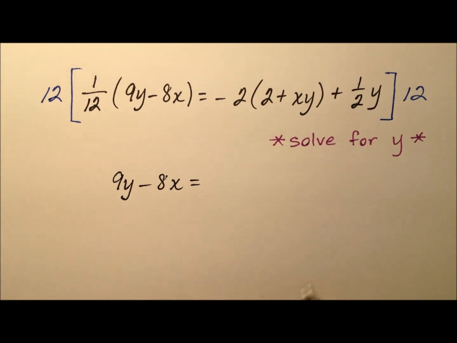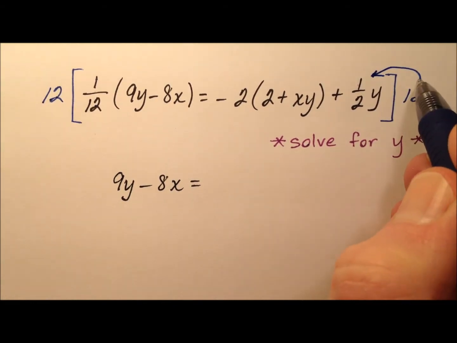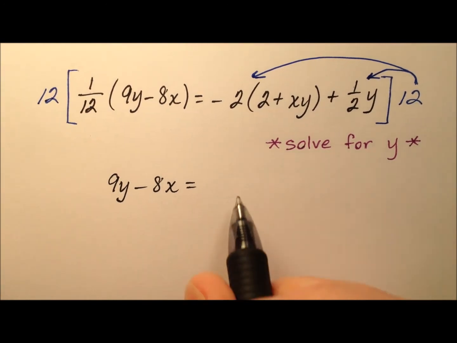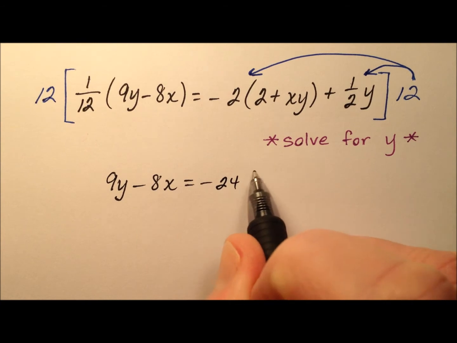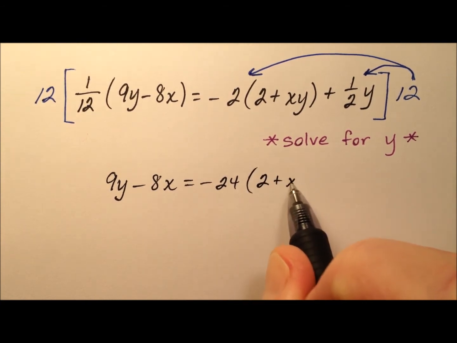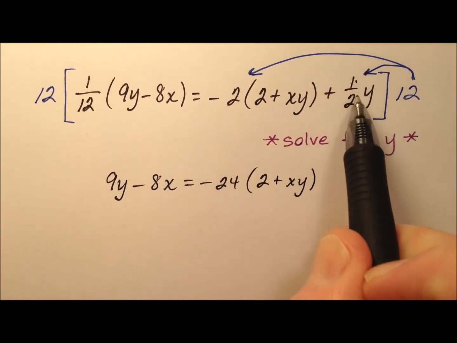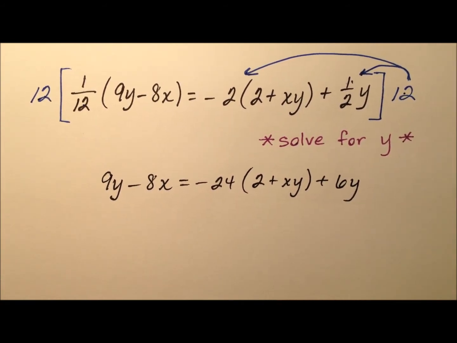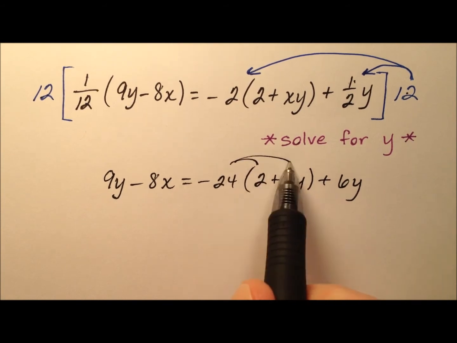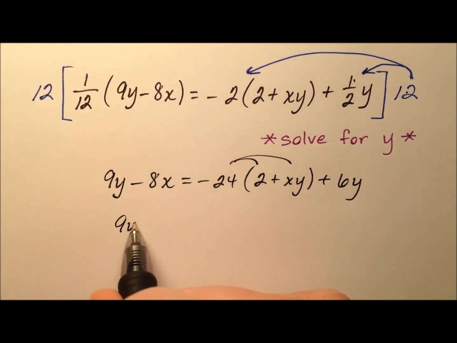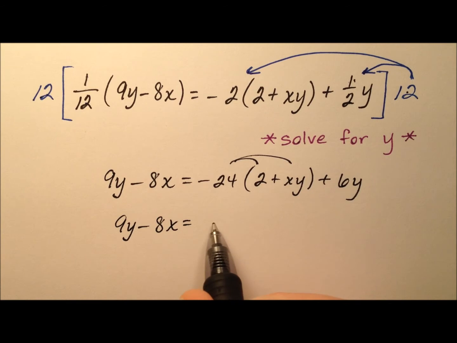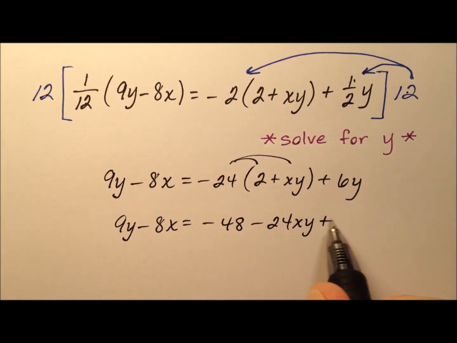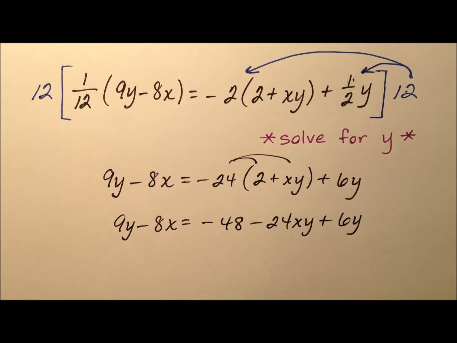On the right side, this 12 will multiply here and also here. So it looks like what I'll have then is a negative 24 to distribute through the 2 plus xy. And then 1/2 of 12 will be 6, so I'll have 6y right there. All right, so let's go ahead and do this distribution here. So 9y minus 8x equals negative 48 minus 24xy plus 6y.